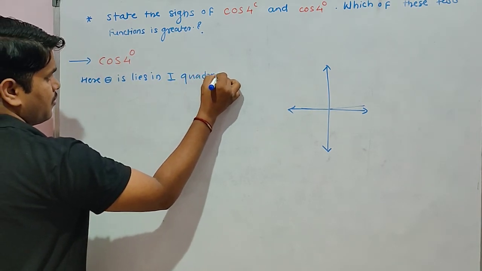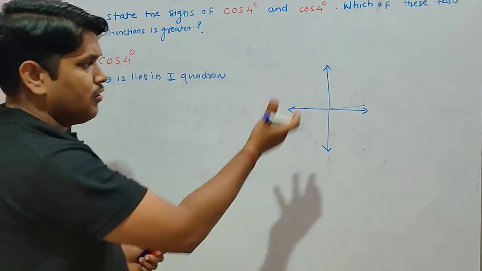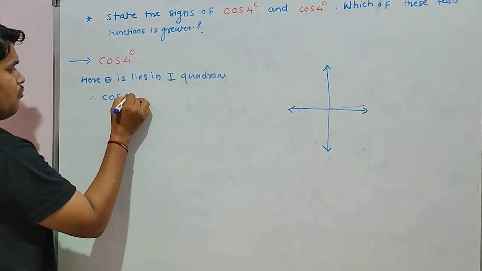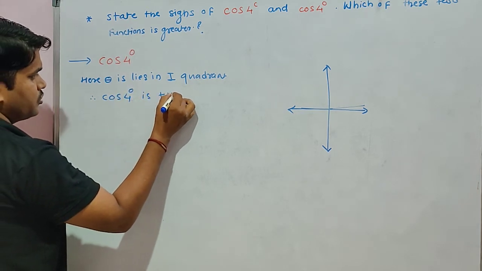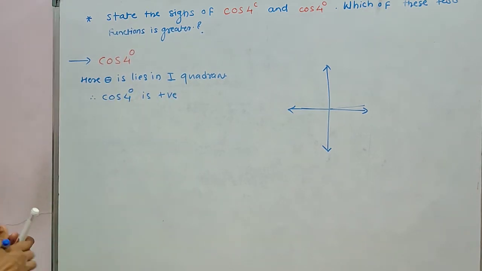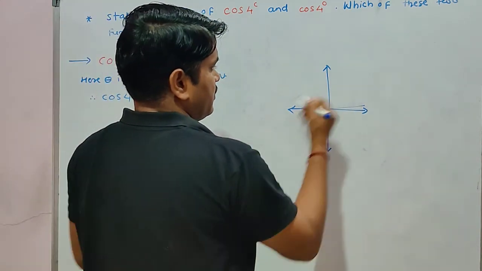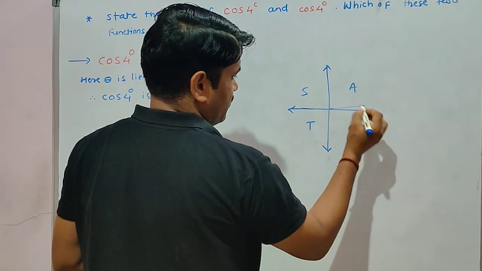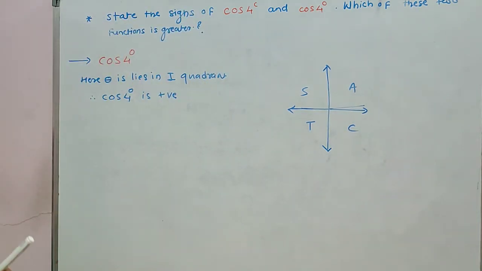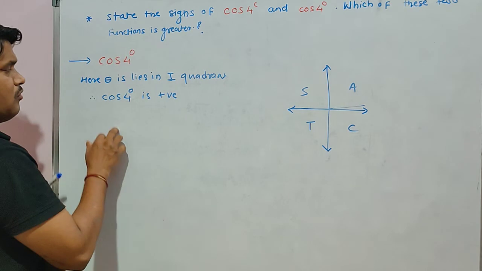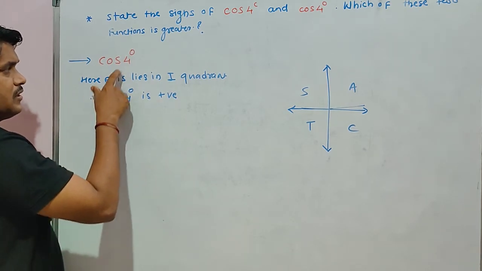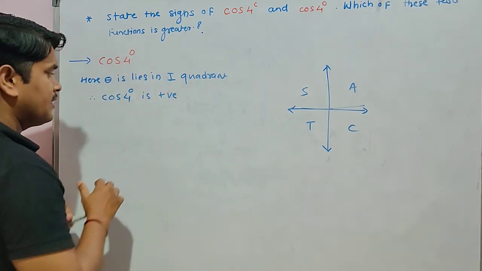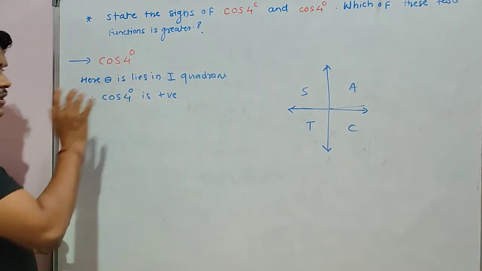And in the first quadrant we know that all trigonometric functions are positive, and therefore cos 4 degree is positive. Understood? This is the ASTC rule: all, sine, tan, cos. According to that rule, theta lies in the first quadrant, where all are positive. So we get cos 4 degree is positive.